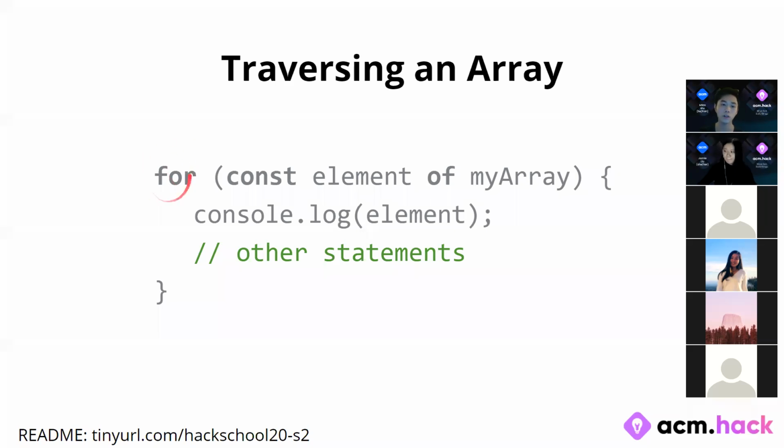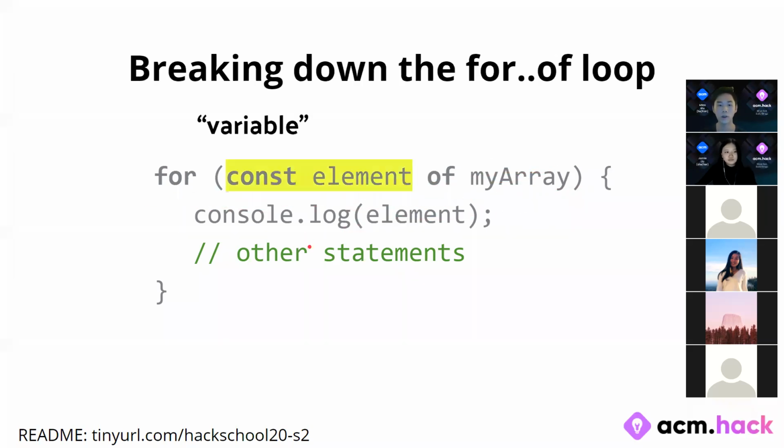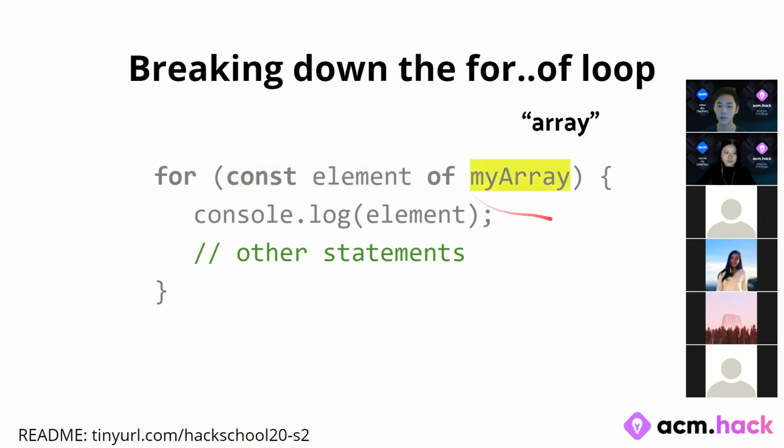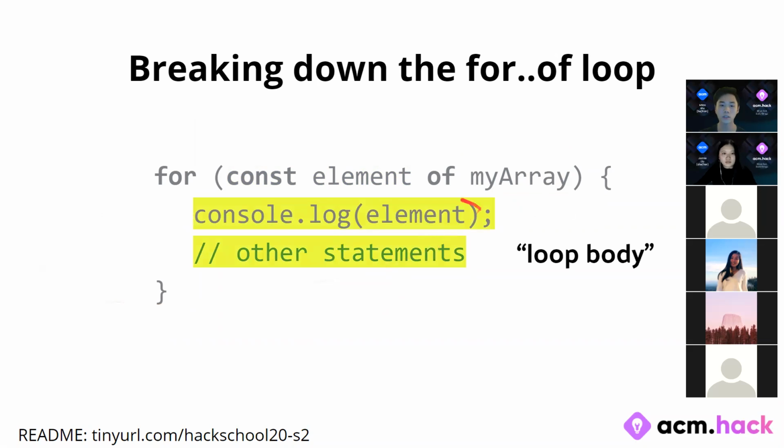So we start with a for, and then we have this statement here, const element of my array, where const element is like a variable declaration. This variable element will hold the current element in the array that we're looking at when we're running this loop. This is just the name of your array, so I'm just using my array for now. And then this is the actual code inside the loop, which we call the loop body.